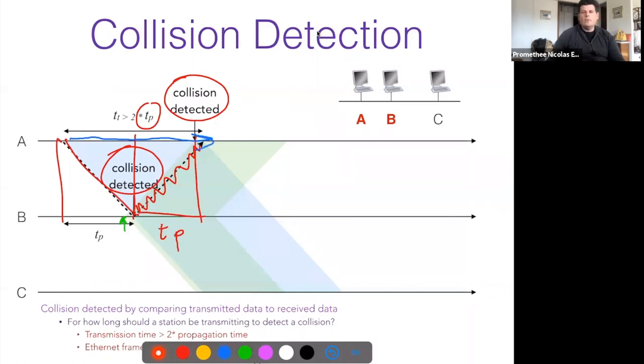And that's the reason if we look at the specification of Ethernet, an Ethernet frame has a minimal size of 64 bytes. Why? Because otherwise I wouldn't be able to detect the collision. Is that okay with everybody?